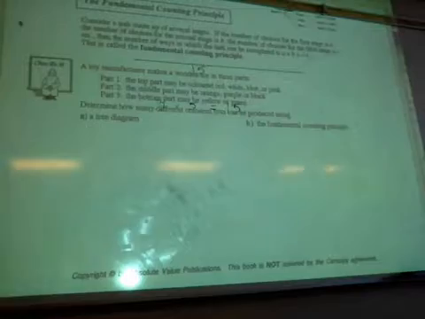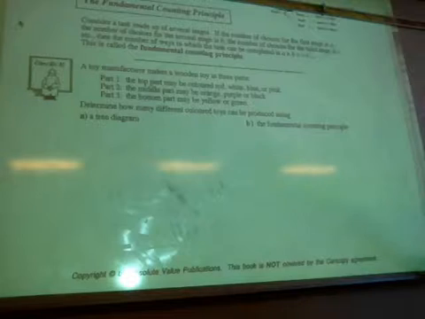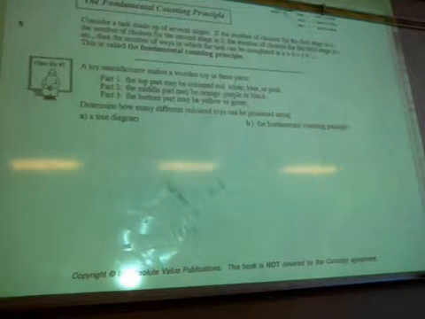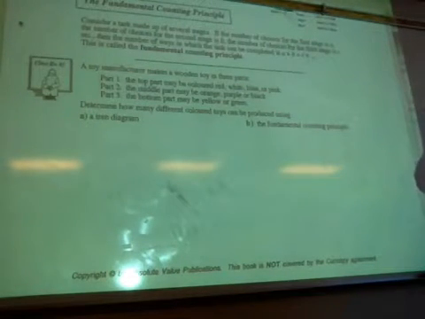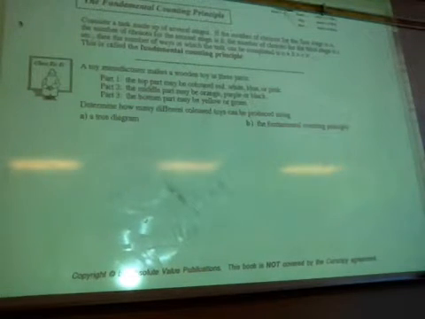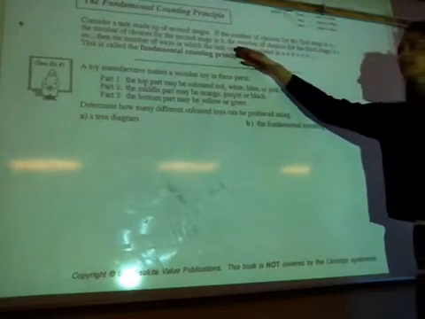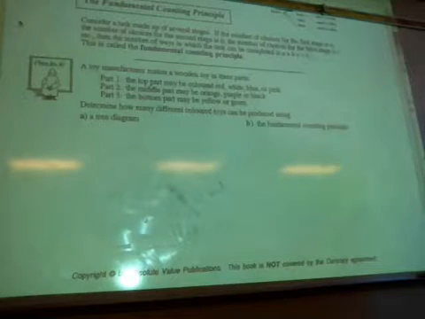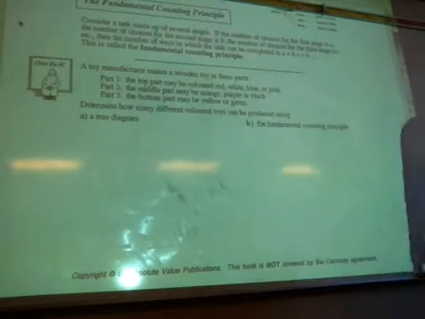So let's try the next one. Actually, I'll go through the definition with you first. If we have a process that's made up of several tasks or several stages, rather than counting all the different options separately like we just did in the tree, we can multiply the options for each stage. So if the number of choices for the first stage is A, the number of choices for the second stage is B, and the number of choices for the third stage is C, then the way that we can calculate the total number of options would be A times B times C, and that's the fundamental counting principle.